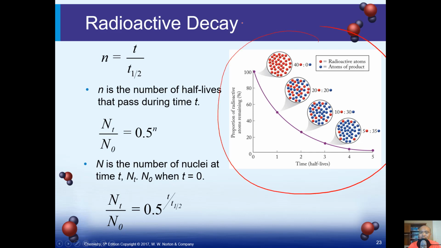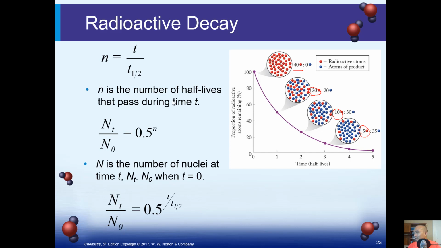If we start with 40 radionuclides, after one half-life, only 20 are left. After 2 half-lives, this has been reduced by another factor of 2, so you only have 10 left. After 3 half-lives, only 5 will remain.